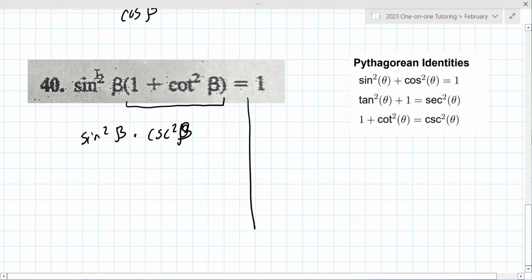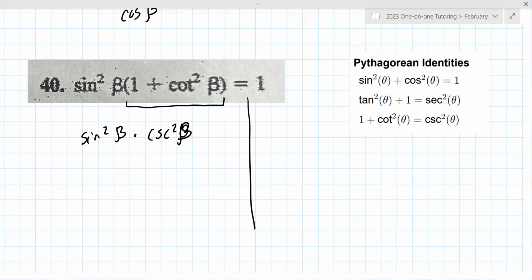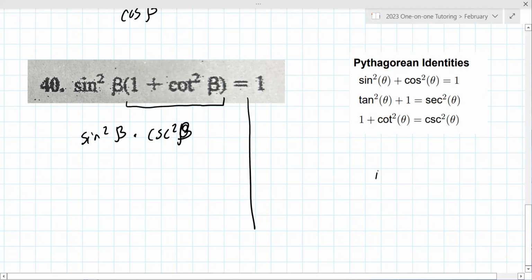I should have asked which side was more complicated, but I think it's pretty clear the left side is, since the right is a number. But that is the starting point. You have to decide which is more complicated. Then you go back to rewriting everything in terms of sine and cosine. It is kind of your overarching guiding strategy. So the cosecant squared is 1 over sine squared beta.